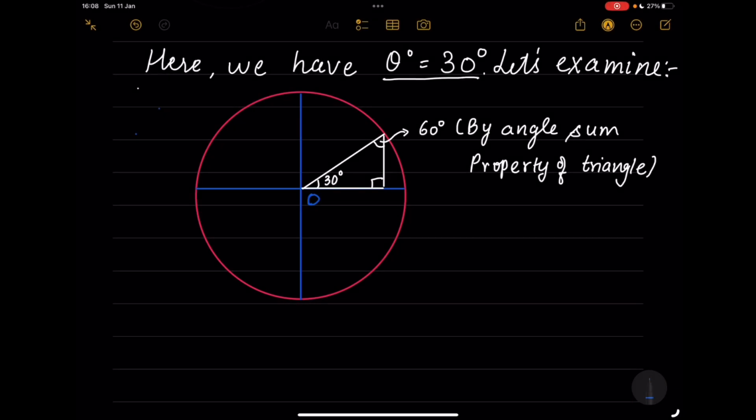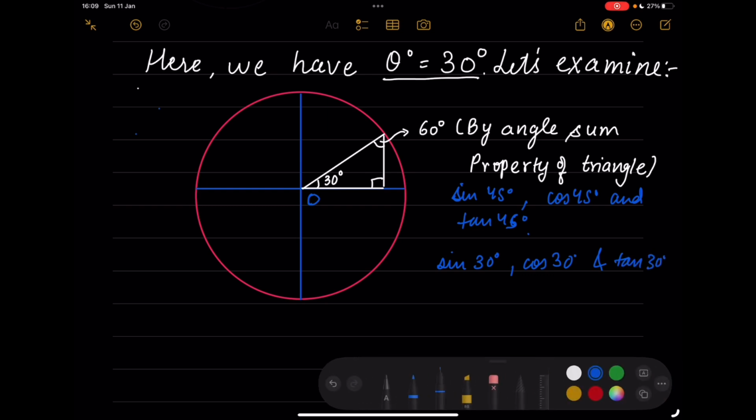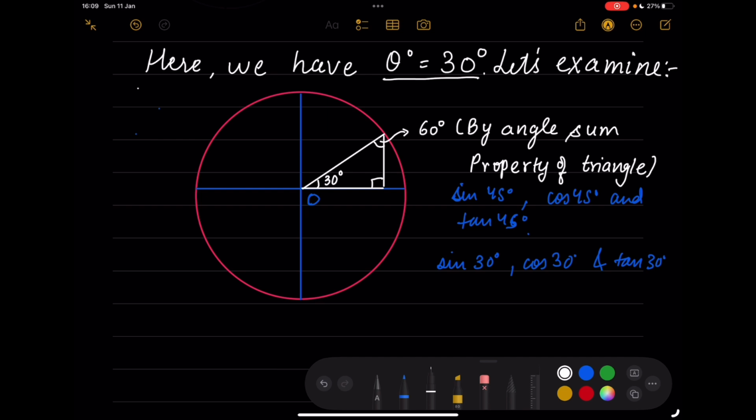Hello. So the last time we found values of sine 45 degree, cos 45 degree and tan 45 degrees. This time we'll try finding values of sine 30 degree, cos 30 degree and tan 30 degree. Now to find these values, firstly we'll observe this triangle.